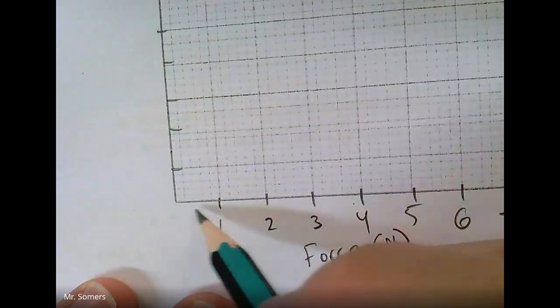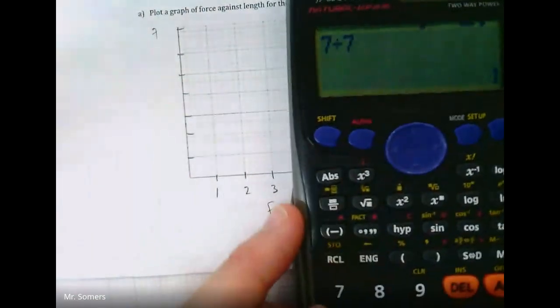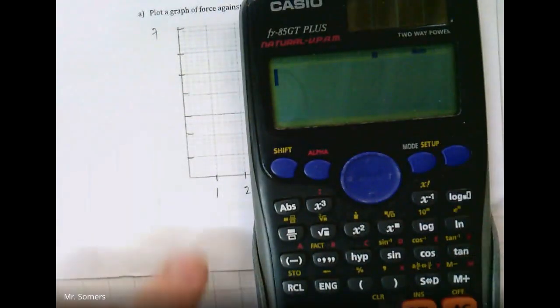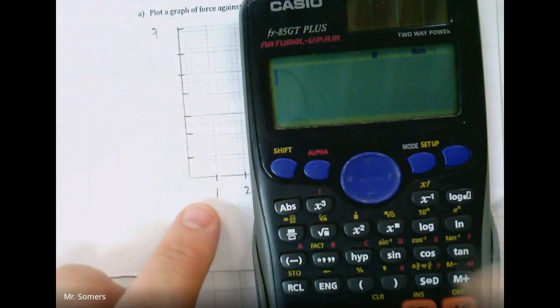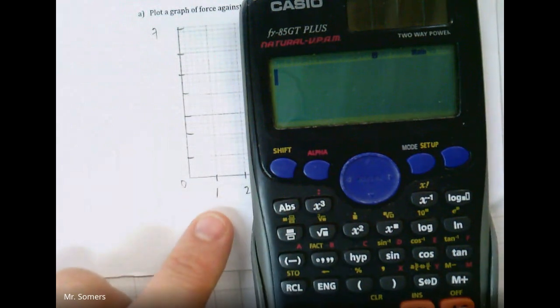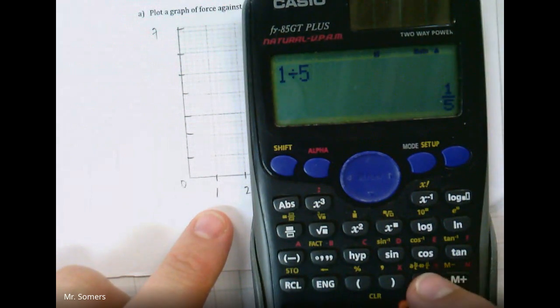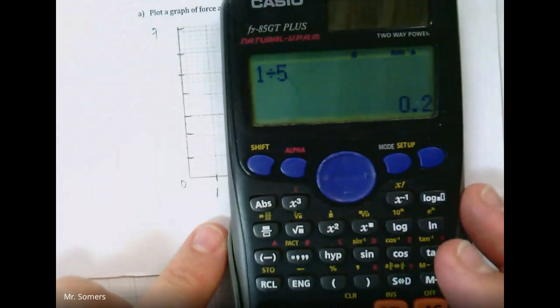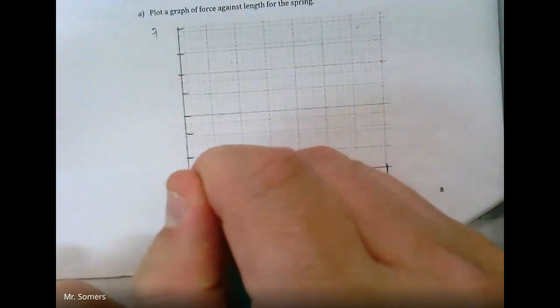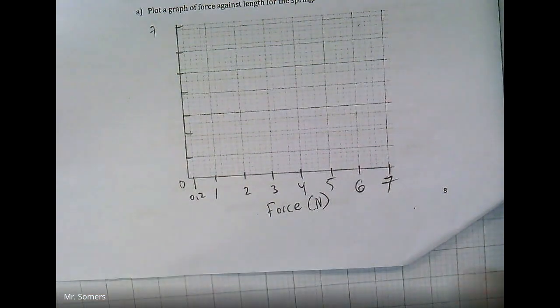So I need to know how much each little square is worth. I have 5 little squares. And it's a difference of 1 between the 0, which you always have in the corner, and the next number. So 1 divided by 5 is, press the S-D button if you have a scientific calculator, 0.2. And I'm just going to write that down. It's going to help me plotting, and it's going to help me later on.